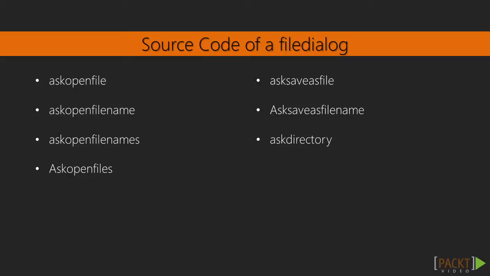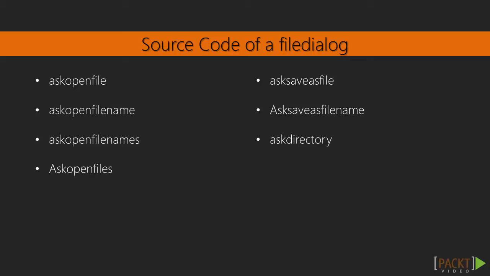askopenfile. This returns the opened file object. askopenfilename. This returns the file name string, not the opened file object. askopenfilenames. This returns a list of file names. askopenfiles. This returns a list of open file objects or an empty list if cancel is selected. asksaveasfile. This asks for a file name to save as and returns the opened file object.